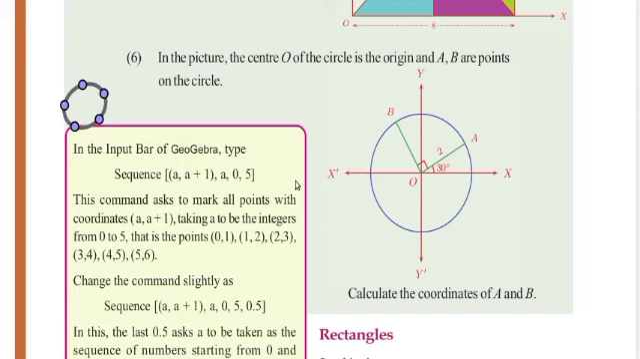Okay, now come to the last problem of that exercise. In the picture, the center O of the circle is the origin and A, B are points on the circle. Okay, A and B are the points on the circle and O is the center of the circle, or O is the origin. We need to calculate the coordinates of A and B. Okay, let us do.